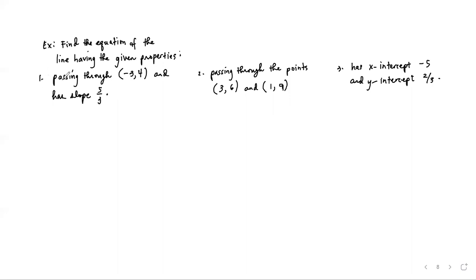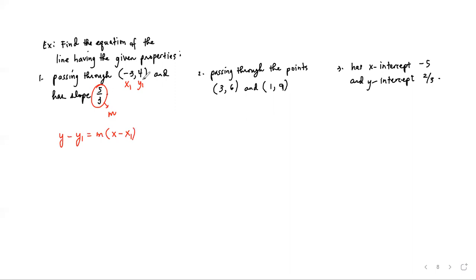So first, a line passing through the point -3, 4 and has slope 5 over 3. So in this case, we're given the slope, which is m, and we're given a point with coordinates x sub 1 and y sub 1. So since we're given a point and a slope, then we can use the point-slope form, which is y minus y sub 1 equals m times the quantity of x minus x sub 1.